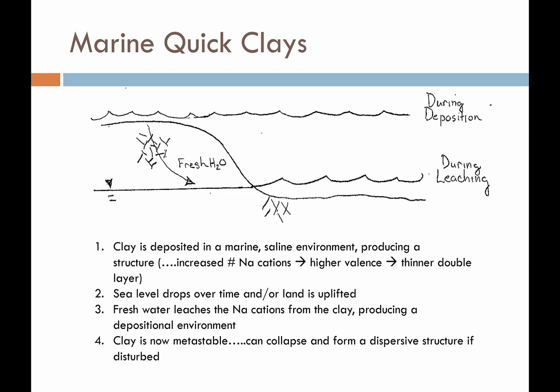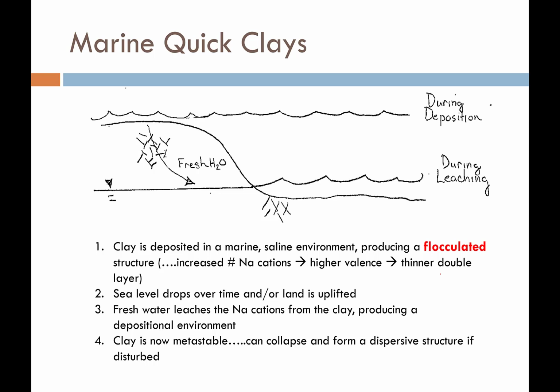So as it rains or as rivers begin to flow over that marine terrace, that fresh water will leach down through this marine terrace, which was formed with sediments in the presence of sodium with ocean water. And so when the sodium cations go into the formation of that sediment, it causes a higher valence and a thinner double layer. So if we have a higher valence and a thinner double layer, then we have a flocculated structure in that soil when it's deposited. But as that sea level drops, that fresh water leaches out that sodium.